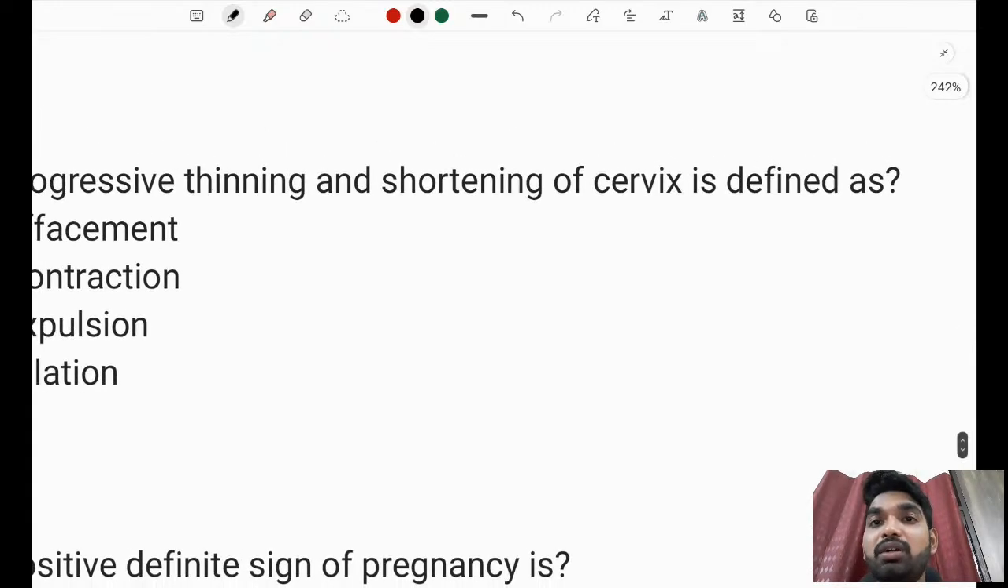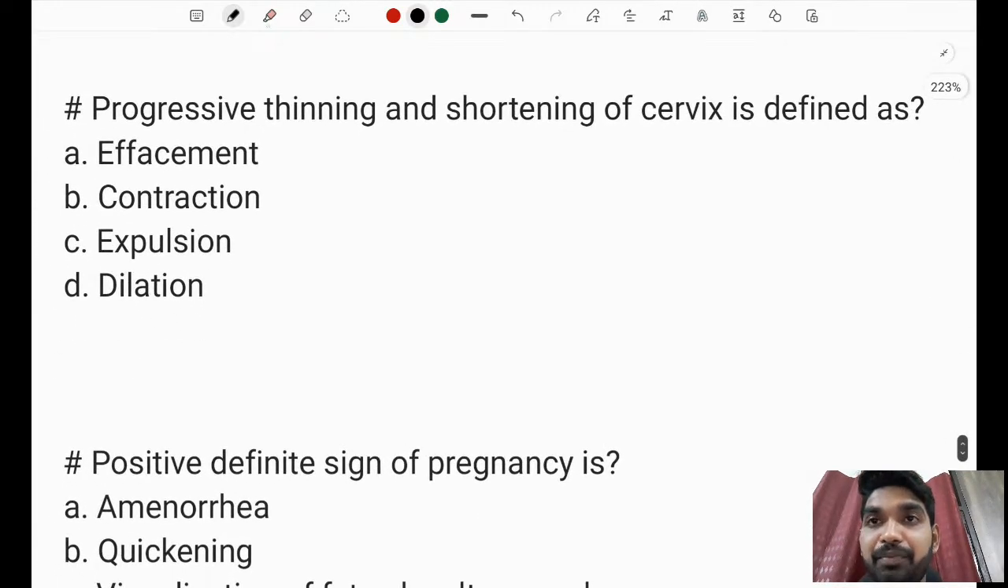Now coming to the next MCQ. Now you people should answer me this question. Progressive thinning and shortening of cervix is defined as. Tell me. Progressive thinning and shortening of cervix is defined as. It's a very basic question again. I think all of you can answer this. Yes.